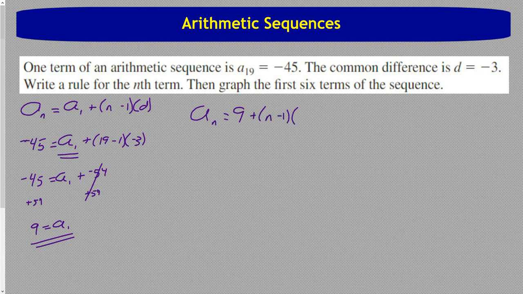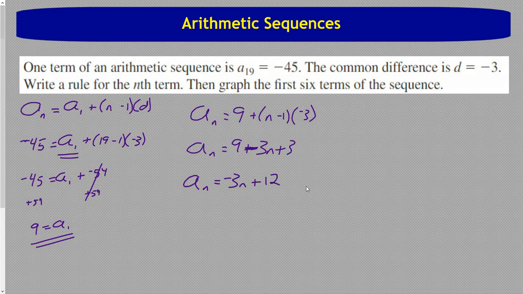So my rule, a sub n, is equal to my first term, 9, plus n minus 1 times the common difference of negative 3. So a sub n is equal to 9 plus, or minus, I should say, negative 3n plus 3. So my rule is negative 3n. We're going down by 3, so that's the slope, plus 12.